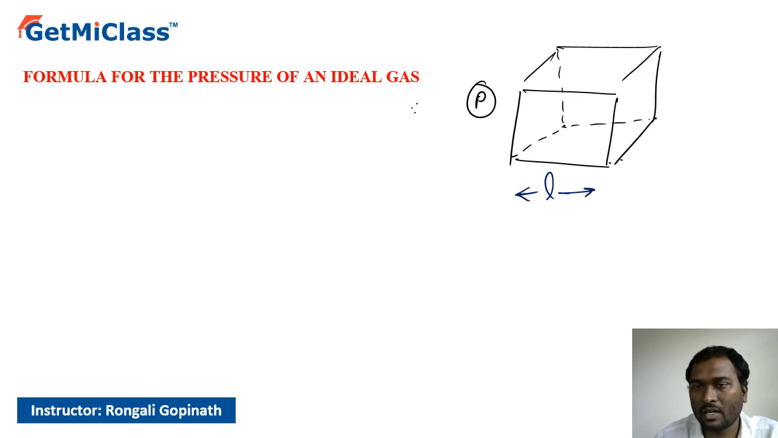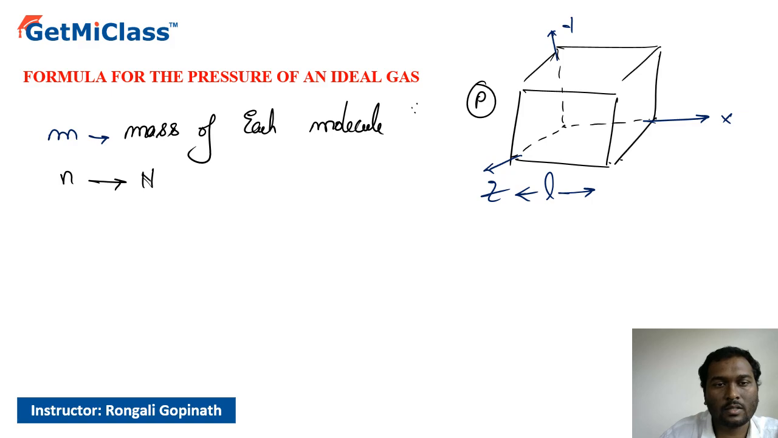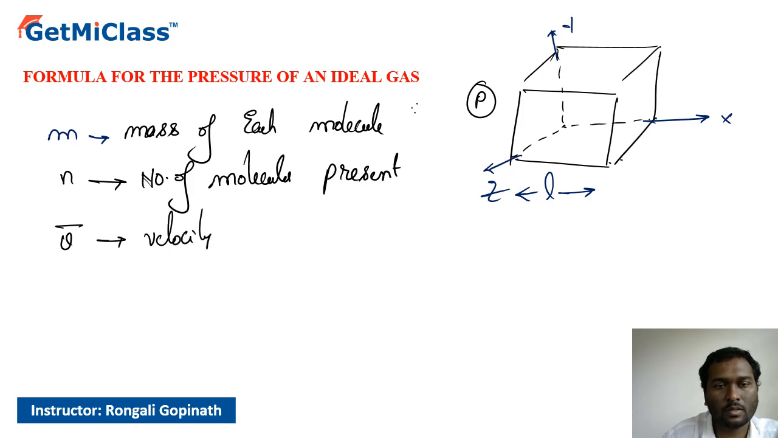It's a cube, right? And it is placed along X, Y and Z axis, right? m is the mass of each molecule of a gas. N is the number of molecules present in the gas, right? V bar is the velocity vector of the gas.